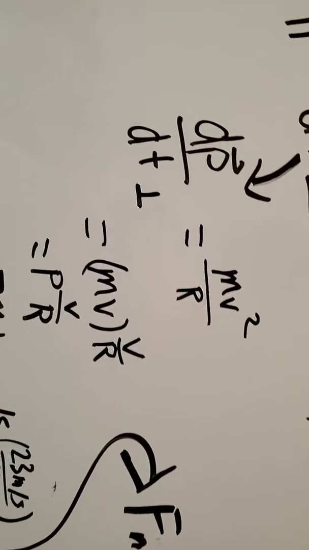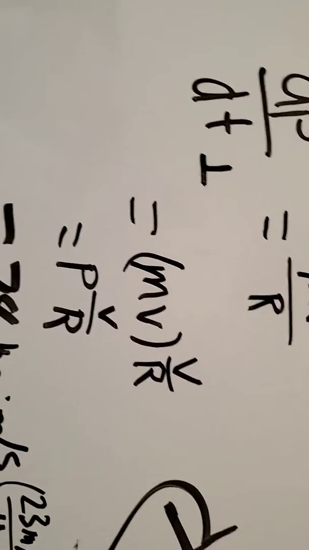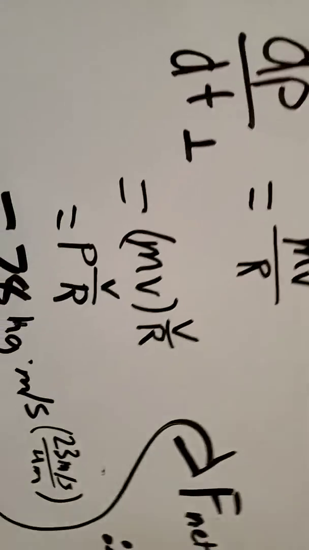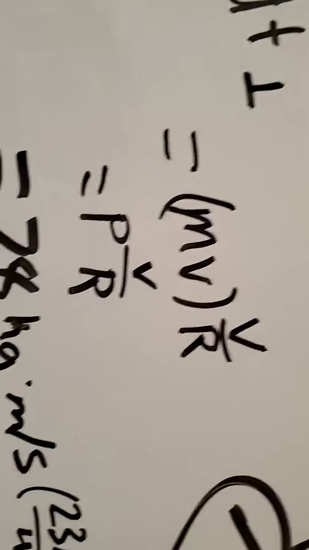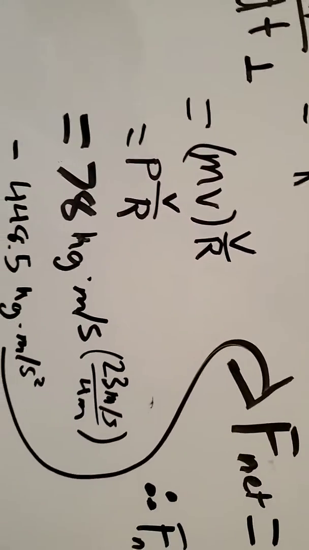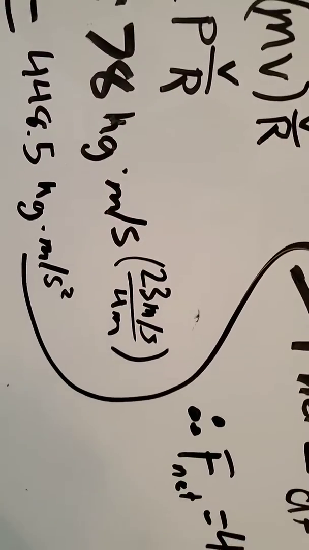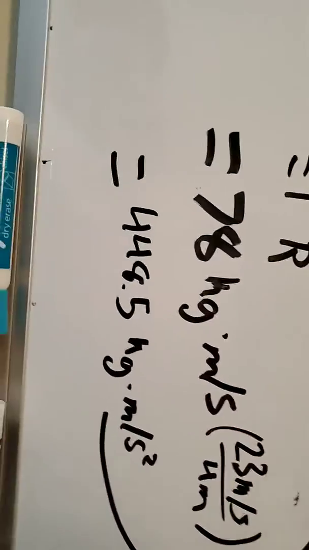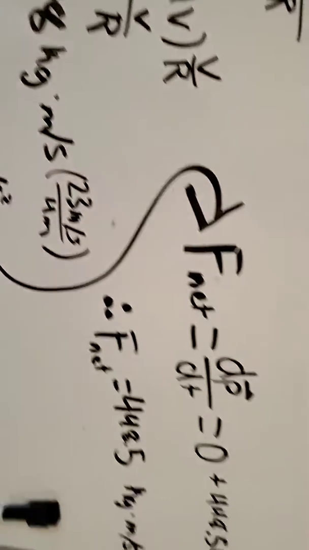And as we know with the momentum principle, momentum is mass times velocity. Therefore, your instantaneous change of momentum with respect to time will be equal to momentum times velocity divided by the radius. And we were already given most of those, so the momentum 78 times the velocity 23 divided by the radius 4, and that'll give us 448.5 kilograms meters per second squared.